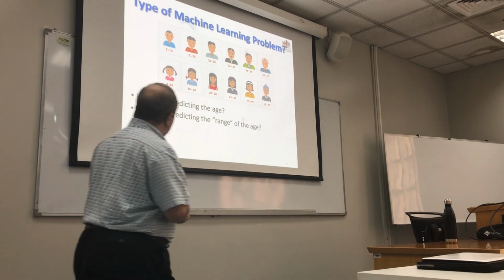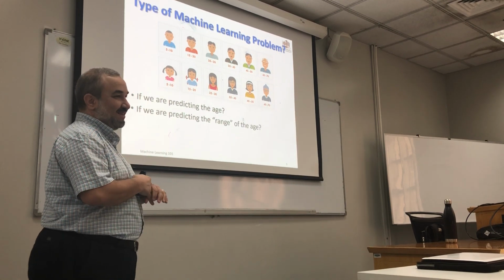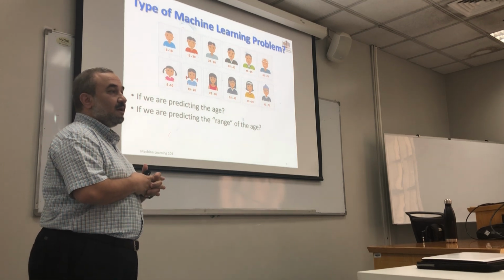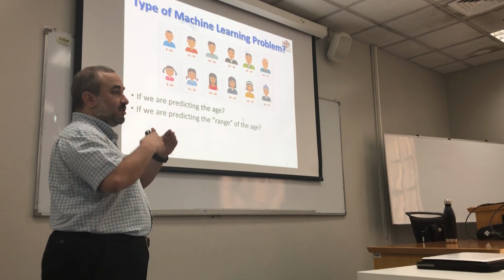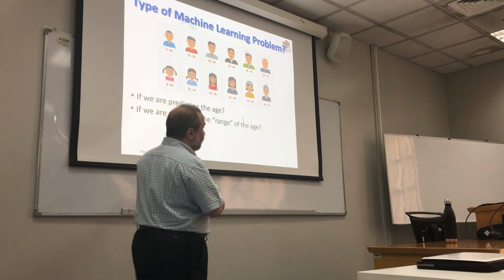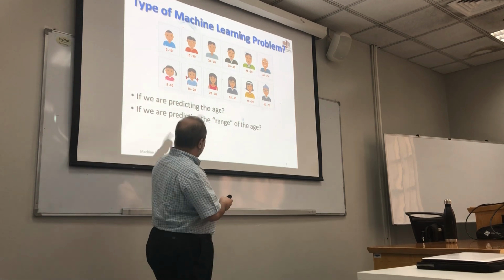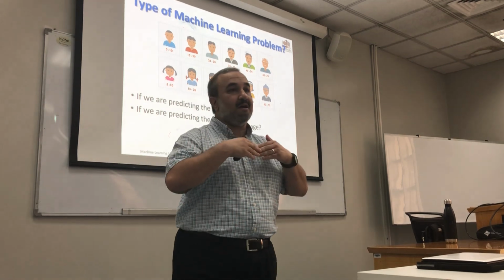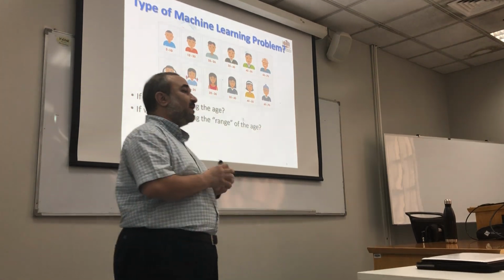How about if we are predicting the range now? Is it classification now? What are the classes? The ranges, right? Different ranges. We can say kids, youth, and so on. Okay, or we can identify the ranges like that. So in this case, we have multiple classes, and it will be a classification problem.